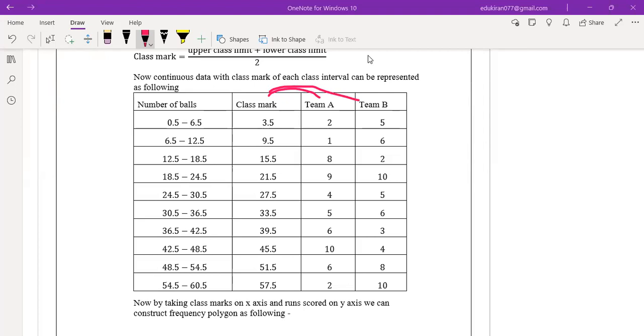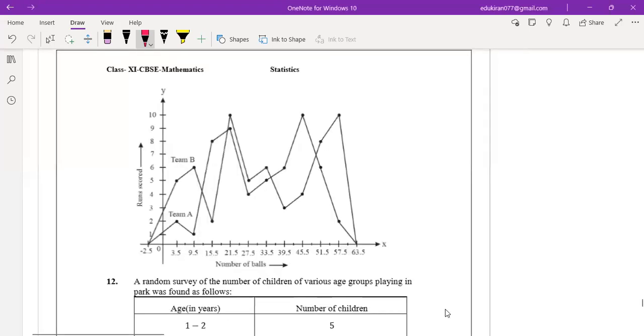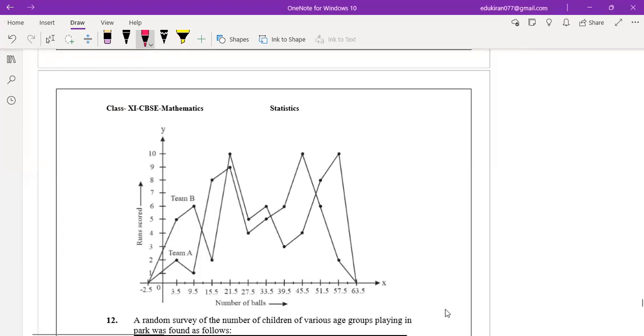Done. Okay, so it looked like this. Team A, you will start it from here, right? Yeah.